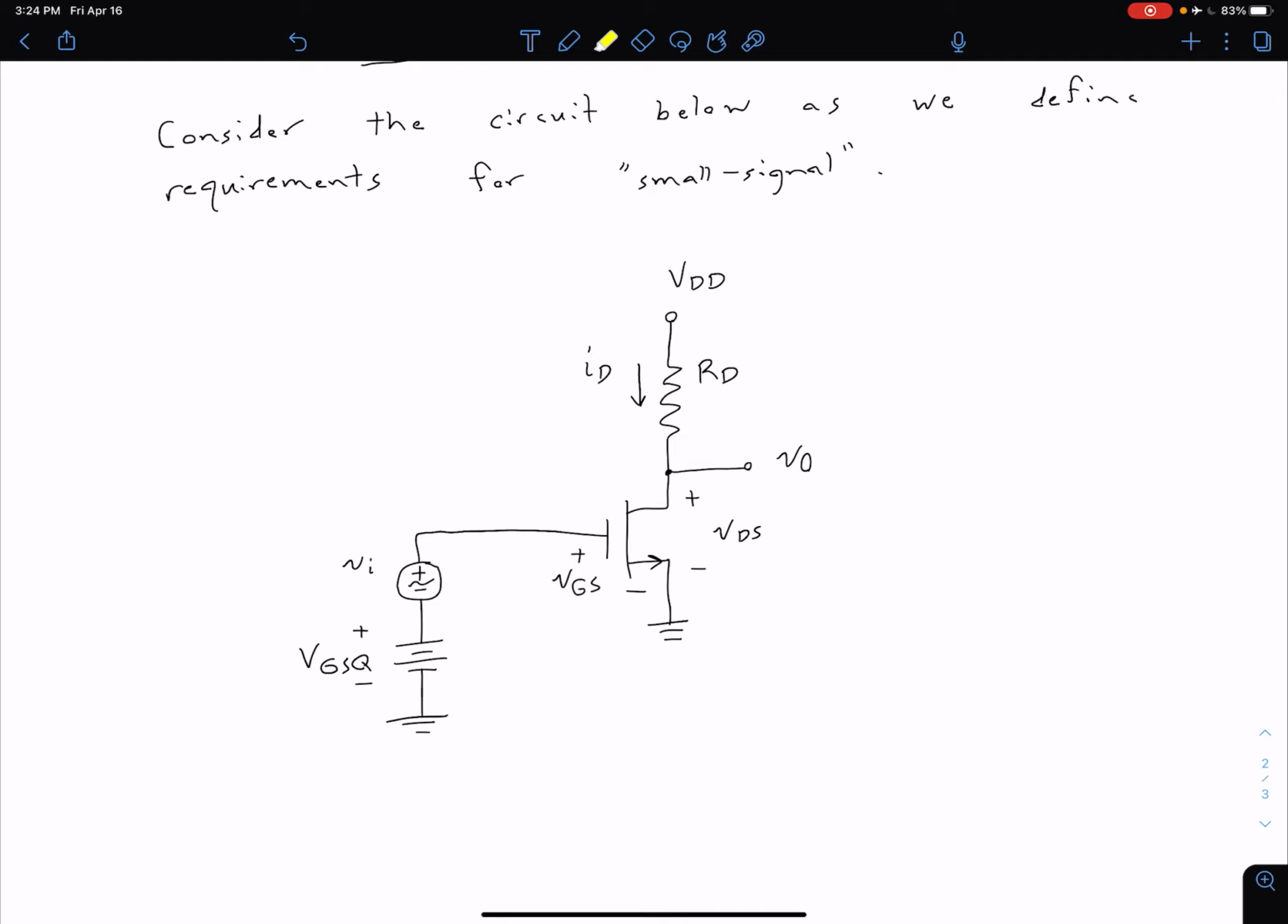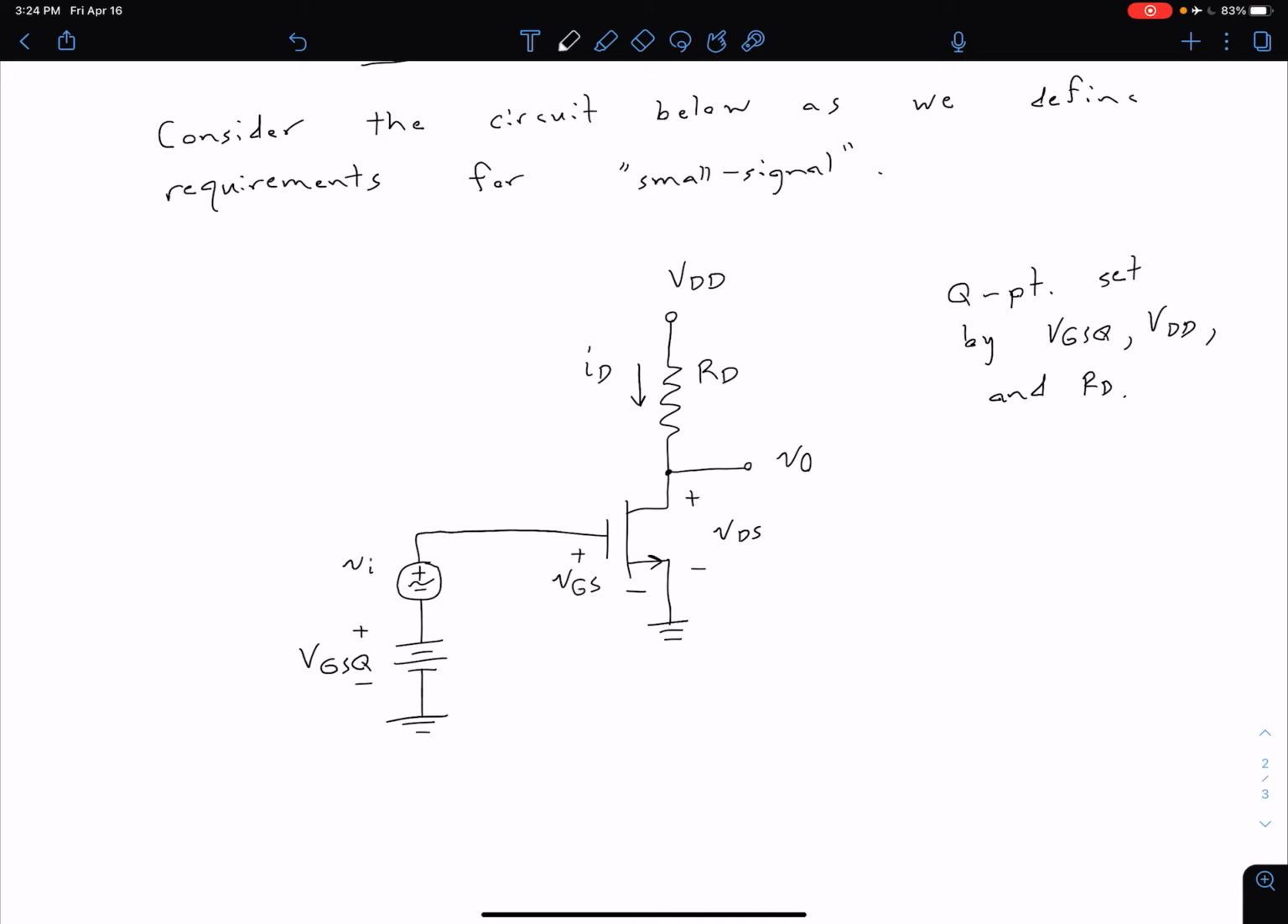What we need to keep in mind, and this will be made more clear in some examples later on, is that our Q point is going to be set by a lot of these DC values. So our VGSQ, our VDD, as well as our RD are going to be setting our Q point value. Remember that Q point value acts as a base camp, where our AC values are going to be deviating from. So let's remind ourselves, our Q point is set by VGSQ, the DC value, the VDD, and that drain resistance RD.